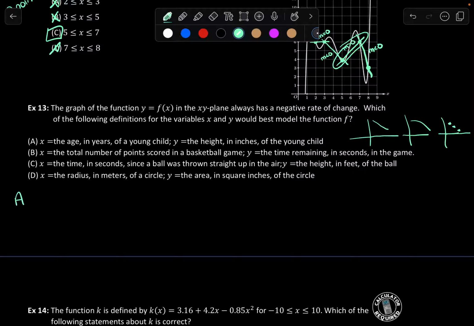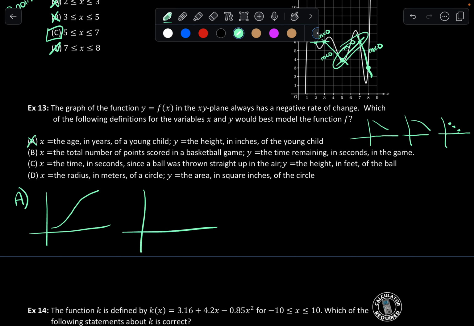Okay, so let's go ahead and take a look. X is the age in years of a young child. Y is the height in inches of the young child. We know that when children grow, they grow pretty quickly. Actually it should look like this: you grow a little bit, you grow quickly, and then you grow slower. So this is typically how people grow. Our function is decreasing, so A is not decreasing, therefore it's not A.